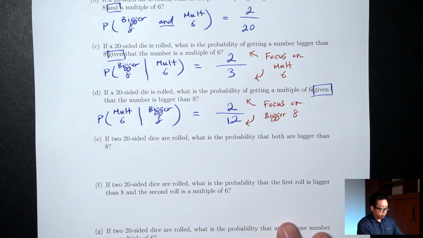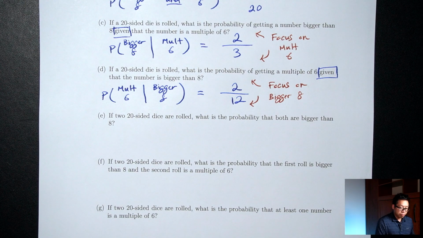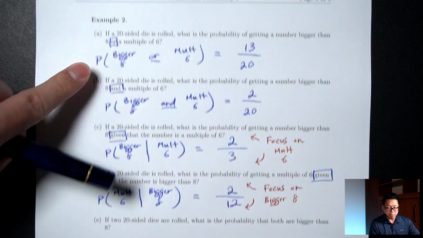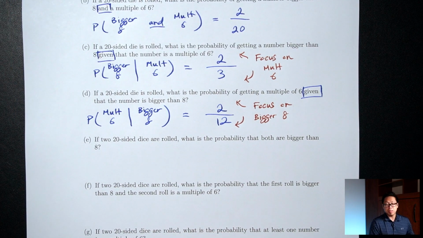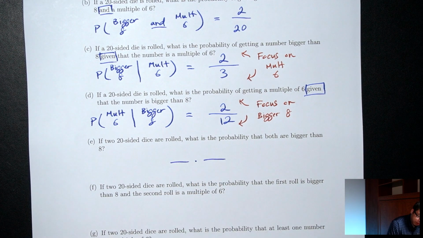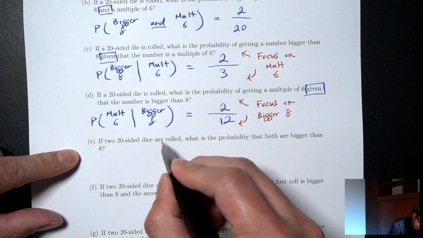Part E, if 2 20-sided dice are rolled, what's the probability that both are bigger than 8? Okay, so now we're talking about 2, right? Everything else was talking about 1 die. Now we're talking about 2 dice, similar to picking 2 people. I need 2 fractions, and then multiply together. First one, I want to be bigger than 8.